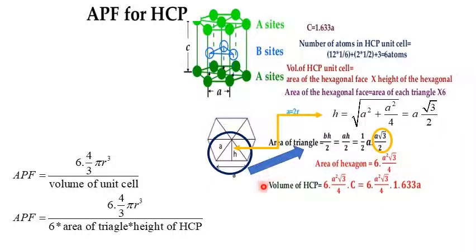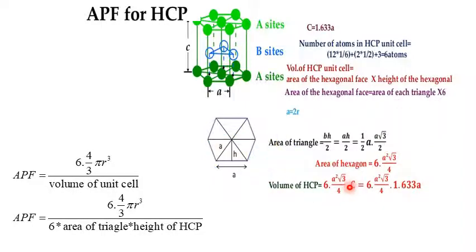To find the volume of the hexagon face, it is the area of the hexagon face into the height, that is C. Where is the C? C is here. C is the height of the hexagon. So how to find C? C will be given in the question. Take the C by A ratio as 1.633. When they say C by A ratio, C will be equal to 1.633 A. That is directly substituted here, so that is the volume of the hexagon face.